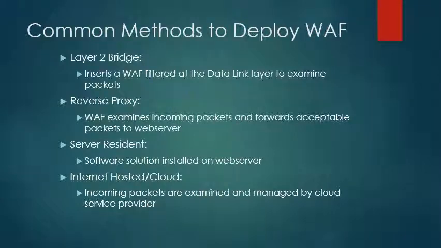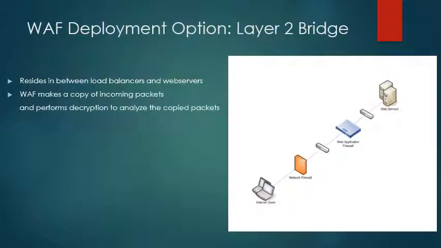A Layer 2 bridge is among the most common types of web application firewalls, and it works by sitting in between the traffic load balancers and the web servers. It makes a copy of incoming packets and performs decryption of the copied packets to validate that each packet is reviewed based on policy and approved. Packets not approved or deemed malicious are discarded, while packets deemed acceptable are re-encrypted and sent on their way to the web server.